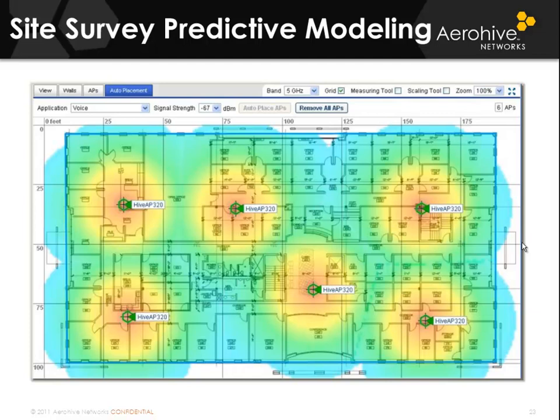You can render a deliverable out of this, a PDF version, and hand it to potential installers and tell them, put APs on the map where I've indicated here, and you'll have the devices hung exactly where your predictive modeling has indicated.